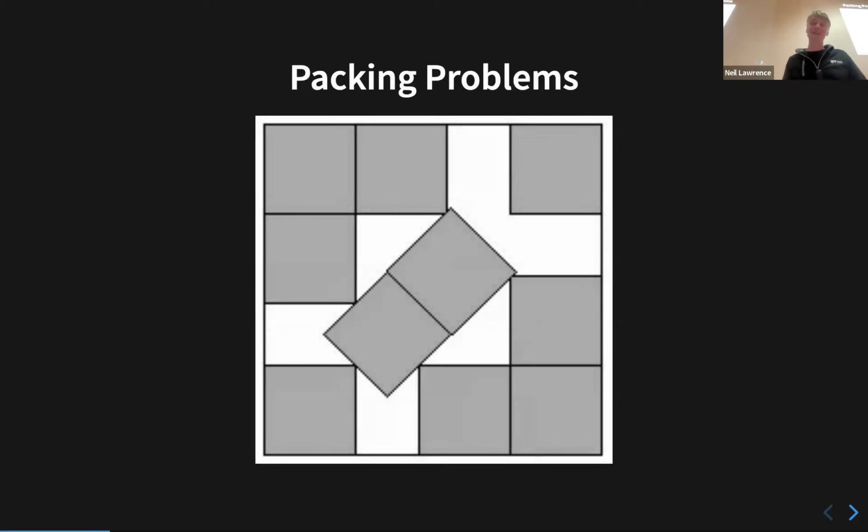Here's one where this is proven. So packing 10 squares gives you 3 plus 1 over square root of 2 as the side of the square around it.